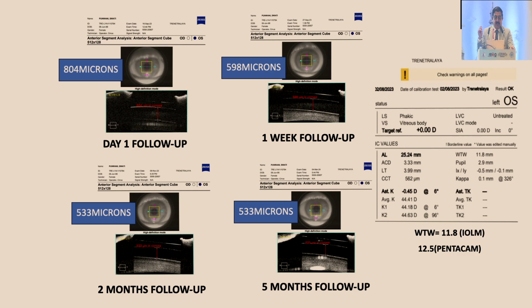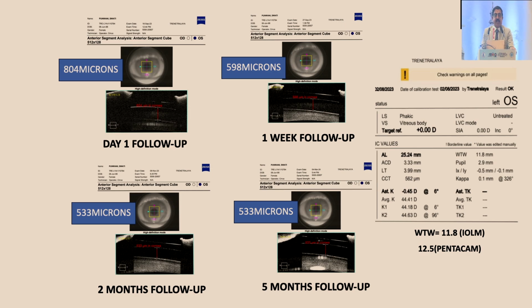But a week later, this comes down and it is 598 microns, and at 2 months and 5 months follow-up, it is at around 533 microns. So this could mean that there was some amount of viscoelastic left, and this possibly got removed during the course and it settled. And this is what we have.